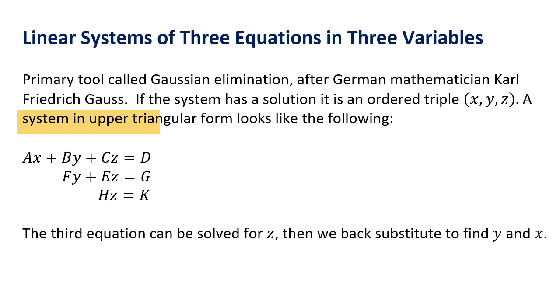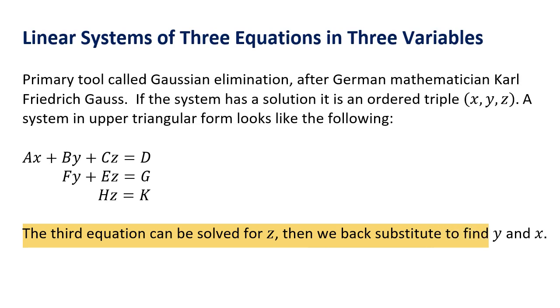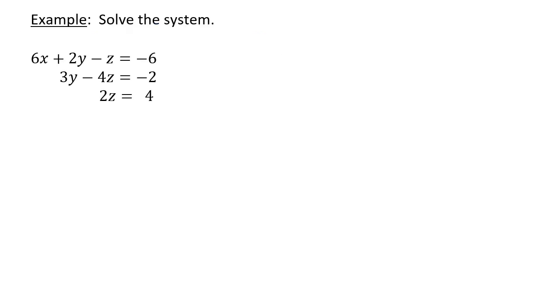A system in upper triangular form looks like the following: Ax plus By plus Cz equals D, Fy plus Ez equals G, and Hz equals K. The third equation can be solved for z. Then we back substitute to find y in the second equation, and then back substitute to find x in the first equation. In our example, solve the system: equation A is 6x plus 2y minus z equals negative 6.